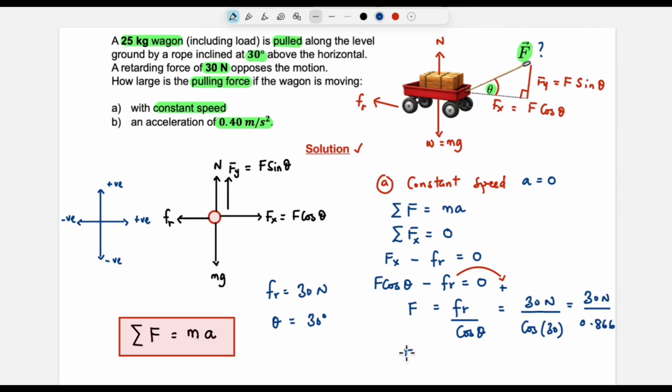So the pulling force, if we evaluate this, is going to be approximately equal to 34.6 newtons, which we can round off to 35 newtons. All right. So we can see that for the first part, since the object is moving at a constant speed, the condition that the acceleration is 0 must hold. And we can see clearly the difference between the pulling force and the retarding force is about 5 newtons. And it is this 5 newtons that is just enough to set the wagon into constant speed motion.